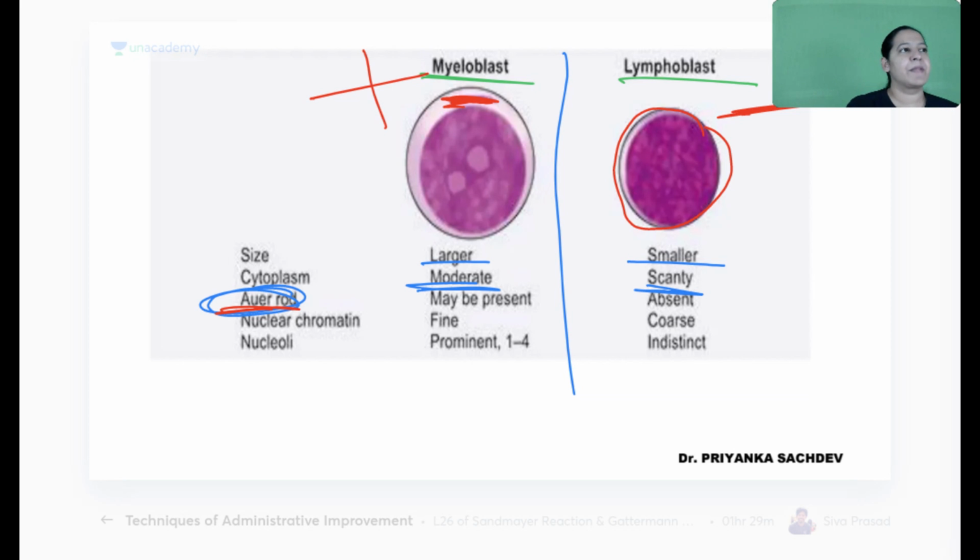See the nucleus. Inside the nucleus, see the nucleoli. There are multiple nucleoli, 1 to 4 nucleoli are present. And here nucleoli are indistinct. So that is the difference. Give me a thumbs up.